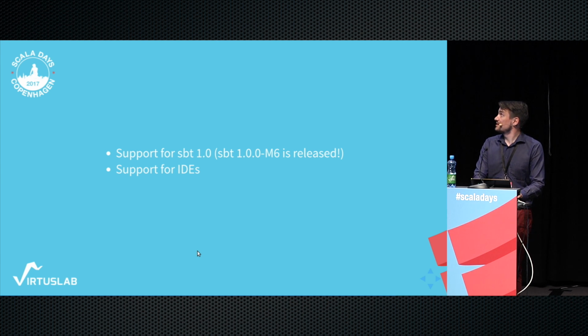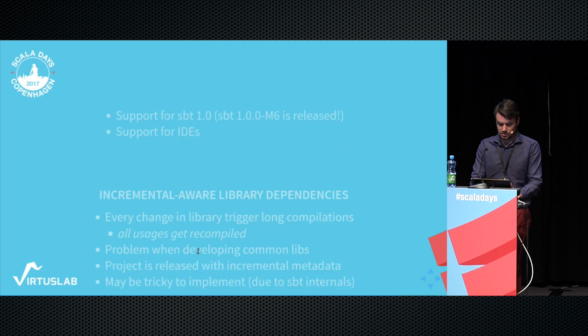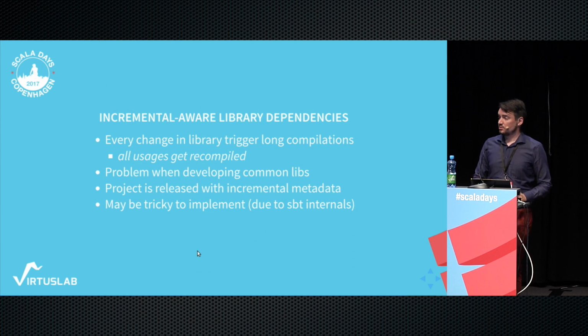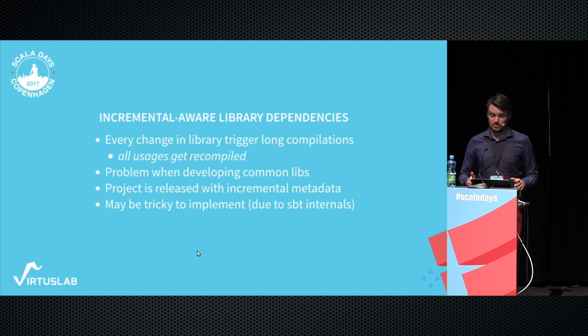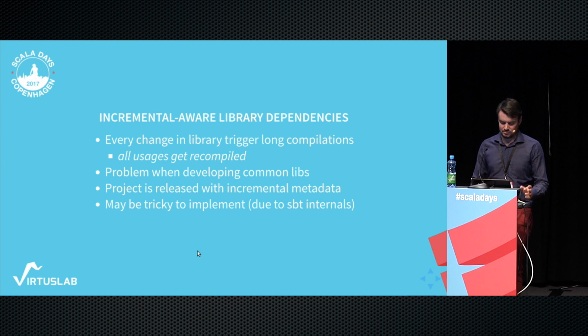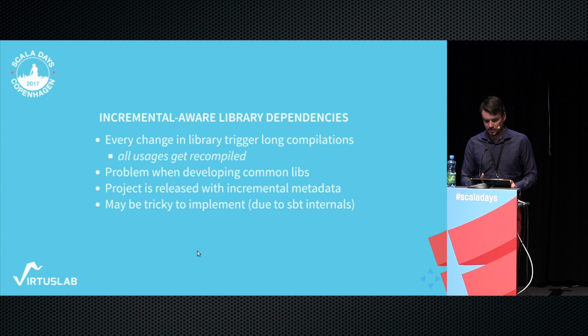I want to at least try to implement support for IDEs. We will see how well it works. Next thing I want to do is incremental aware library dependencies. It's probably a bad name, but I don't have a better one. What's going on here? If you have a common library that you work with, for example, user integration, database connections, stuff like that, that is in a different SBT project, and you need to develop it alongside your client application, let's say.